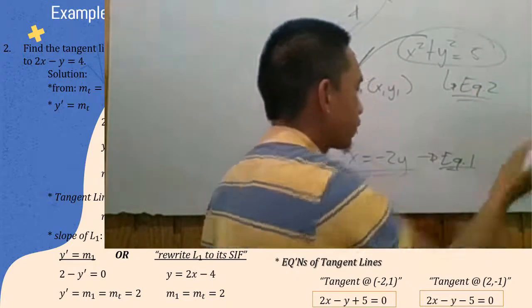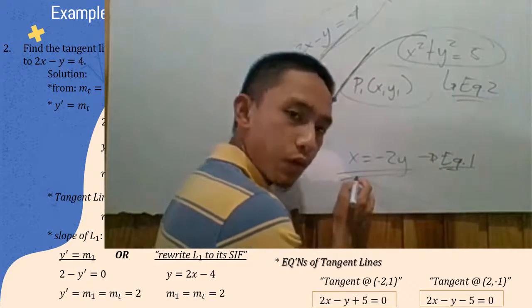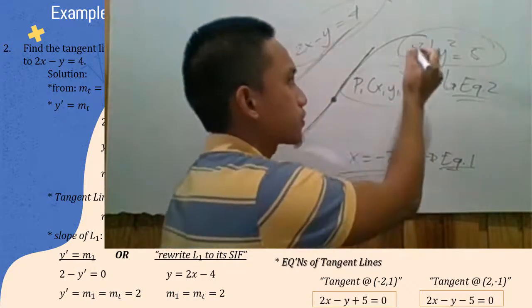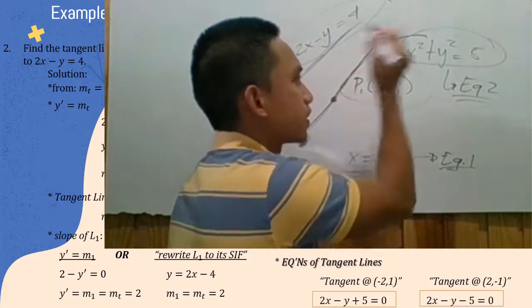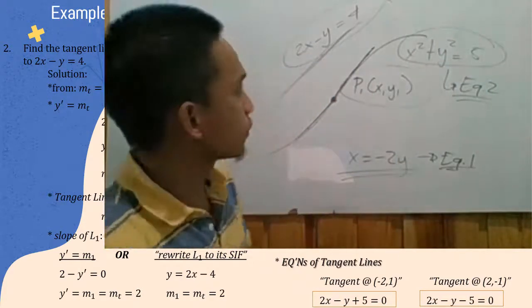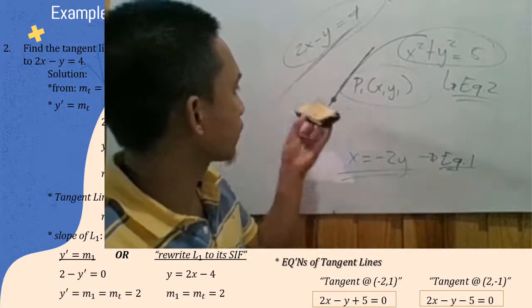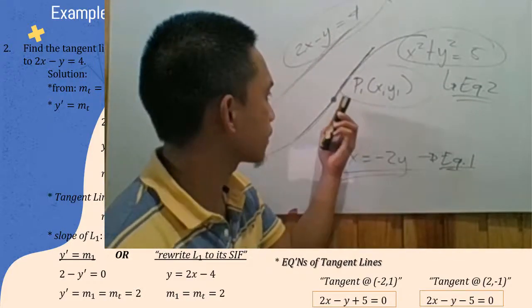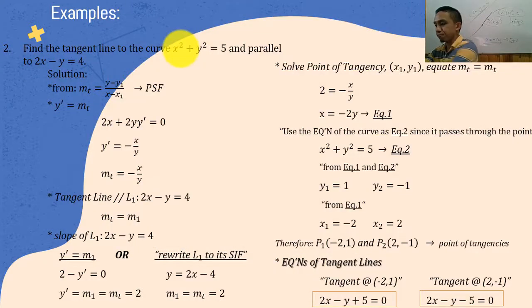Why again? We are trying to find the point, and this is the equation of the point. We need one more. I will use the equation of the curve. Why? The point lies on the curve. Okay? Do not make use of the line. That is just parallel with the unknown line. It has nothing to do with your point. So that is the reason why we are using the equation of the curve as the second equation.